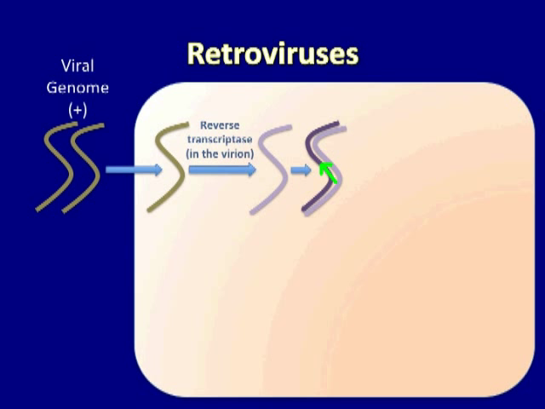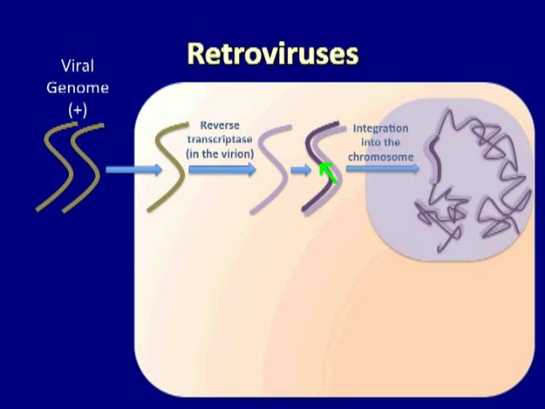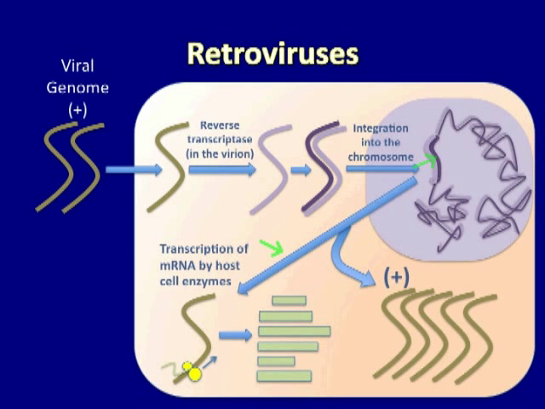plus-strand single-stranded RNA. Via the action of viral proteins which are present in the virion, the double-stranded DNA copy of the virus now enters the nucleus and integrates into the chromosome. And it is from this chromosomal copy that copies of mRNA are transcribed to produce the viral proteins, and additional copies of the plus strands are synthesized to produce viral genomes for packaging.